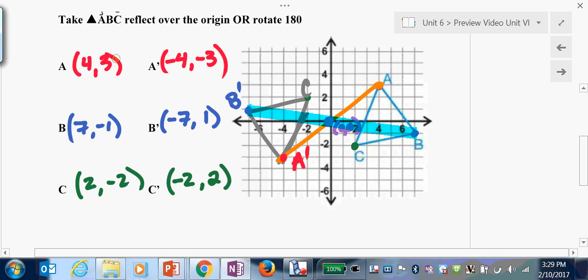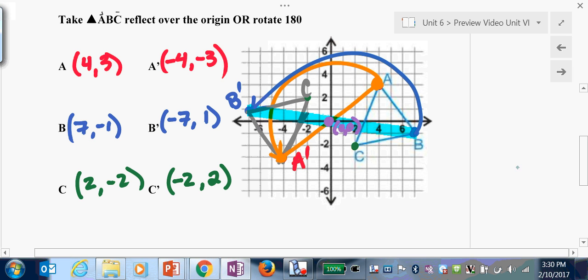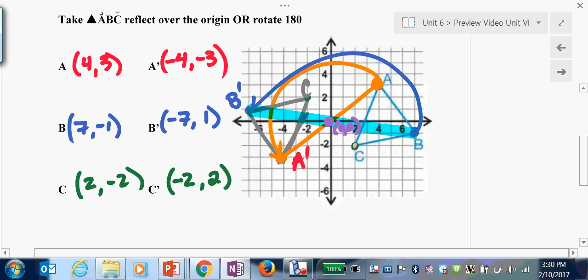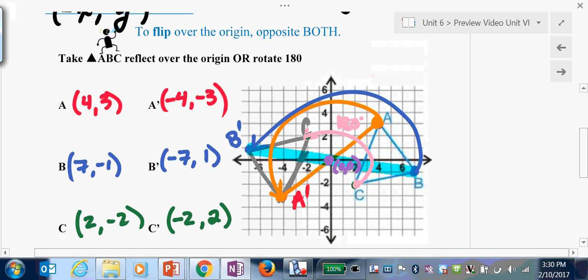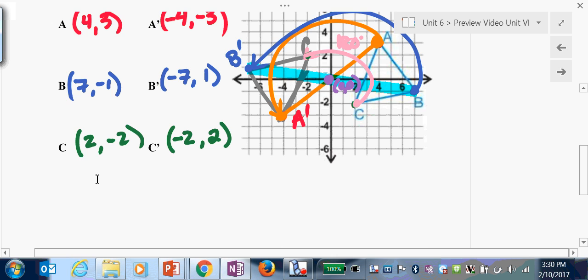Why does it also rotate 180? Simple. Put your pencil on A. Now sweep 180. Where do you end up? Your sub A. Put your pencil on that original B. Sweep 180. See what's going on there? Sweep C, sweep 180. So you can see that reflecting over the origin and rotating 180 is exactly the same thing. So to flip over the origin, opposite both.